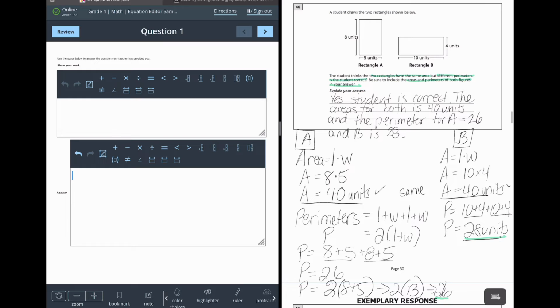So what do I have to put into my part here? Remember, I'm only explaining. So I'm going to start by answering the question, is the student correct? Yes, the student is correct. The areas for both rectangles are the same, 40 square units, because I forgot it's area, so I have to put square units. The perimeters for both rectangles are different.